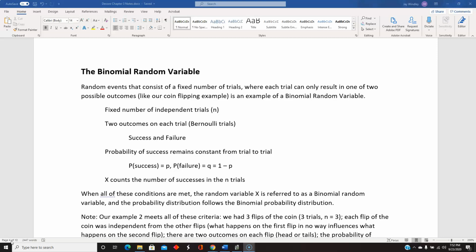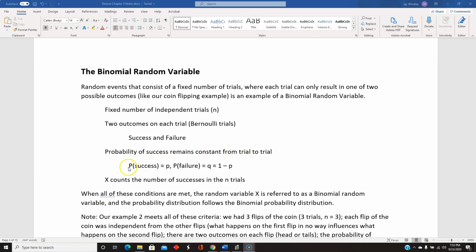Our coin flipping example from earlier is a perfect example of a binomial random variable where you have a fixed number of trials. There's only two outcomes on each trial, which is sometimes referred to as a Bernoulli trial. And those two outcomes, and this goes back like 300 years, statisticians have always called success and failure. And the probability of success has to remain constant from trial to trial.